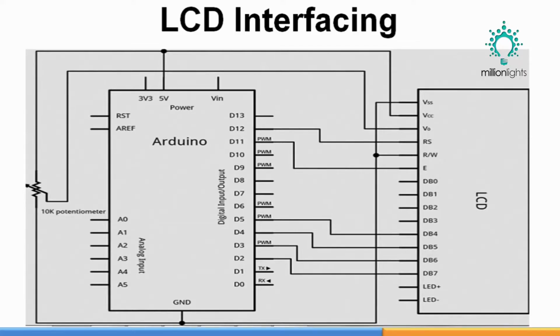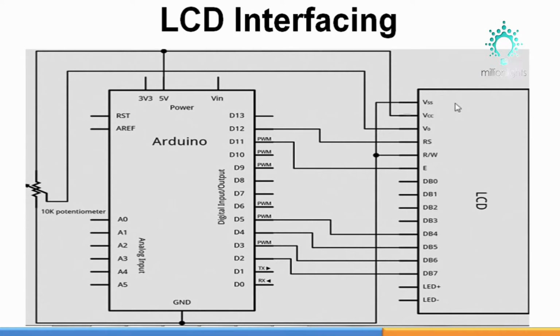Let's see the LCD interfacing schematic diagram. Here we have to connect the LCD with Arduino. For that, first of all we'll see which pins of the LCD are connected to Arduino at which locations. First pin, as we know, is VSS, that is ground. So we are connecting it to the ground pin of the Arduino. Then the second pin is VCC, and VCC is connected to 5 volts.